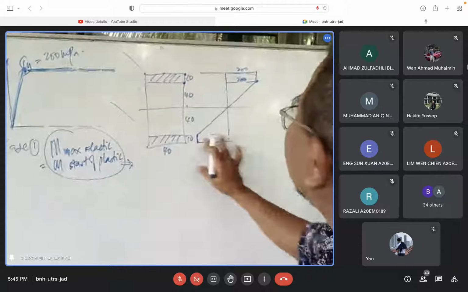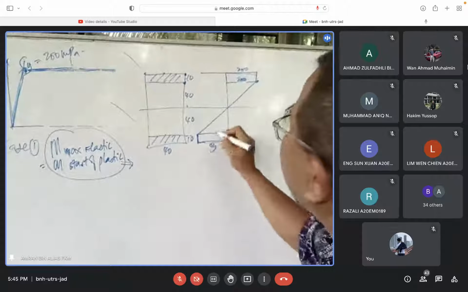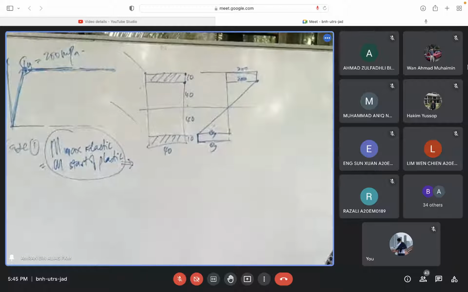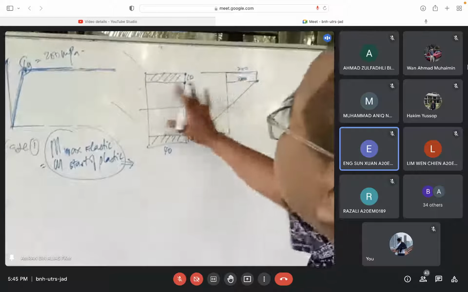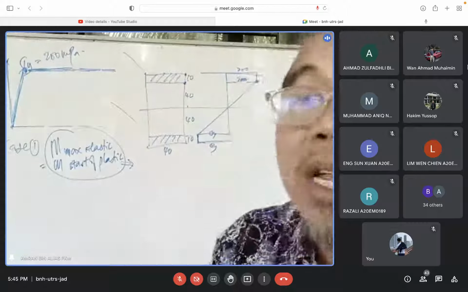Why straight down? Because the value is constant at 200. So this is sigma y, this is also sigma y. Are you with me there? Yes. The combination of this and that will create a stress. The stress will create a force.